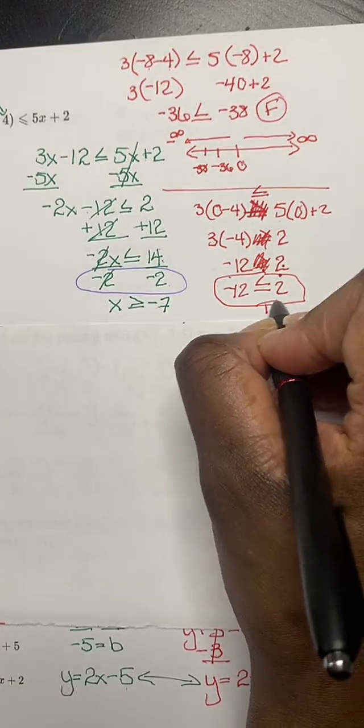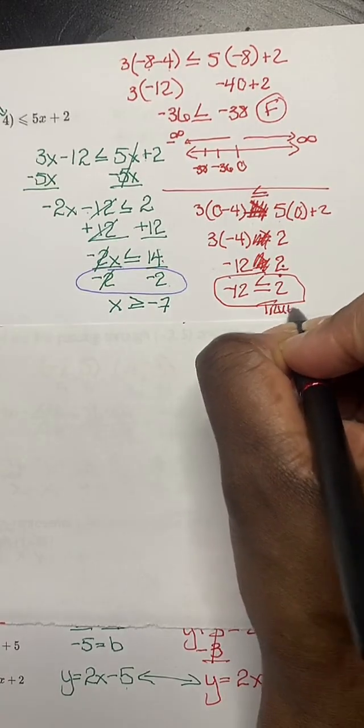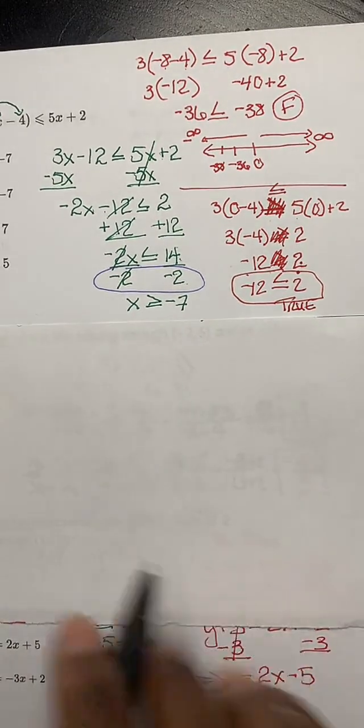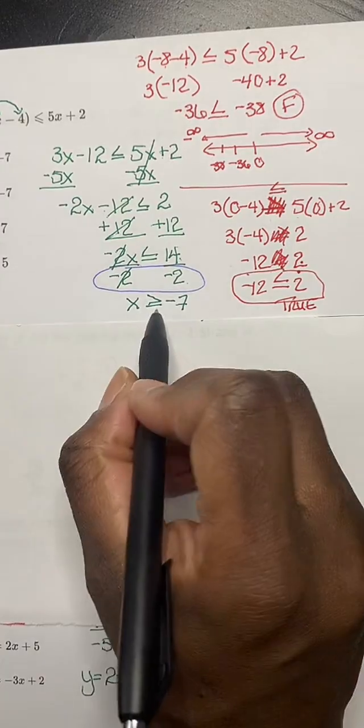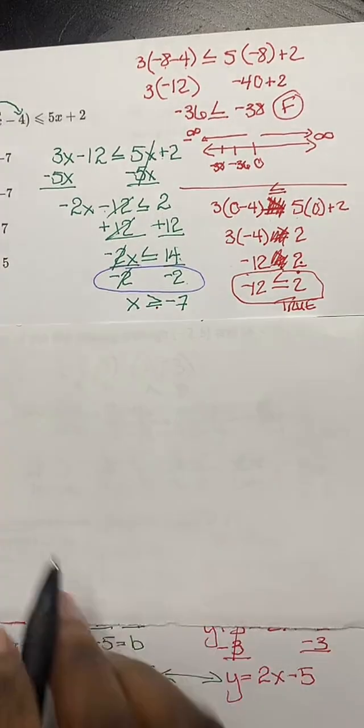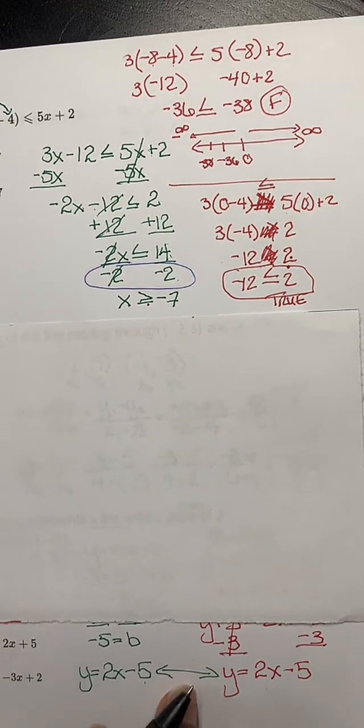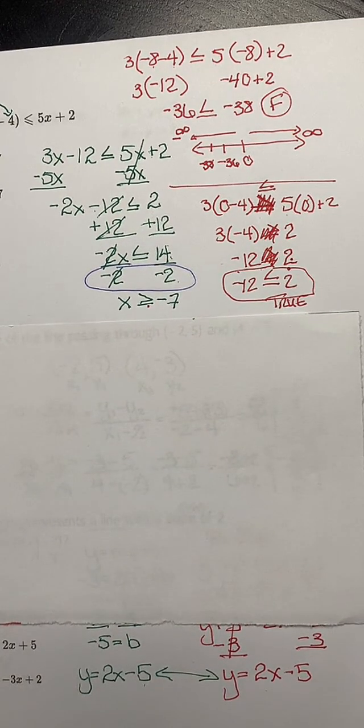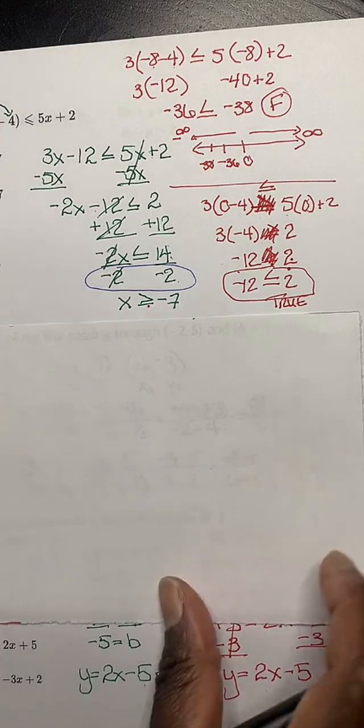So that's why when you multiply or divide by a negative number, you have to change the direction of the sign. See what happens when you ask a question? I'm going to try to answer it. Okay, here we go.